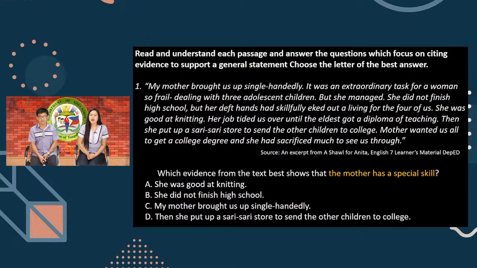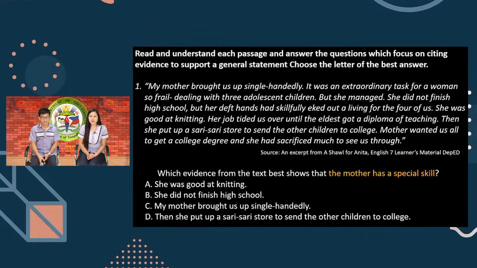All right. So which evidence from the text best shows that the mother has a special skill? We have here some choices. Can we read this, Sir Jade? Yes, okay. A, she was good at knitting. B, she did not finish high school. C, my mother brought us up single-handedly. D, then she put up a sari-sari store to send the other children to college.